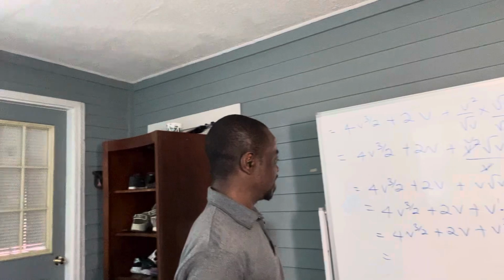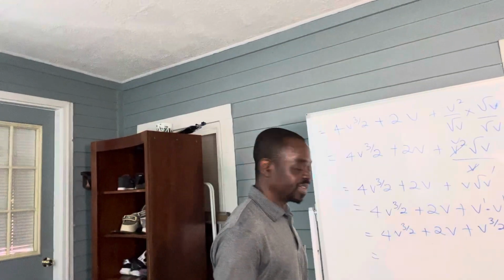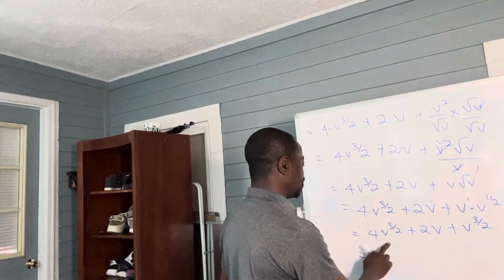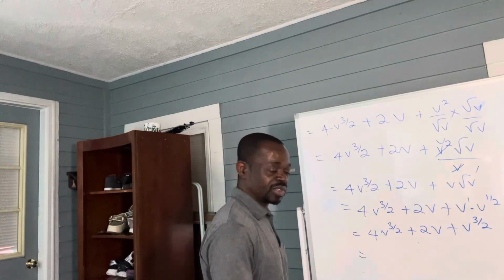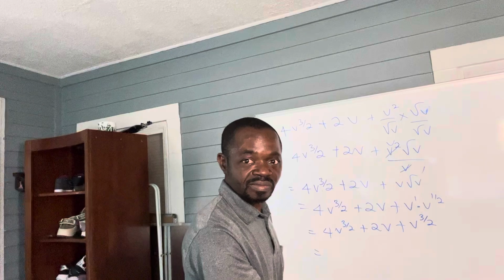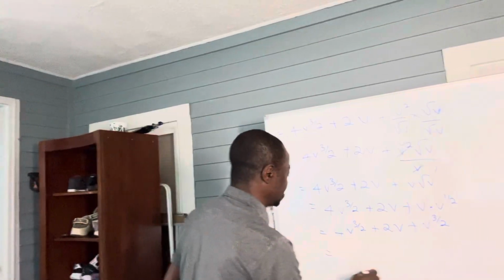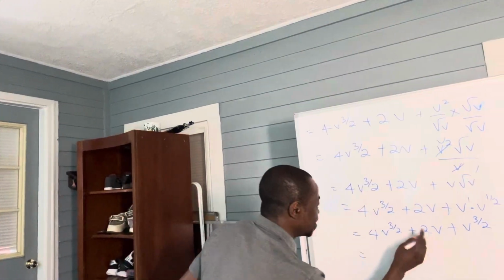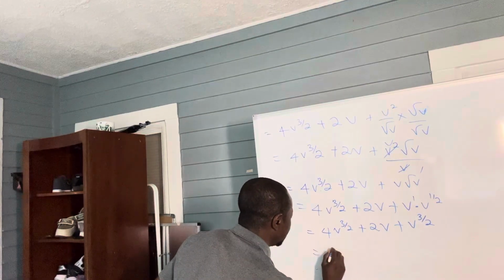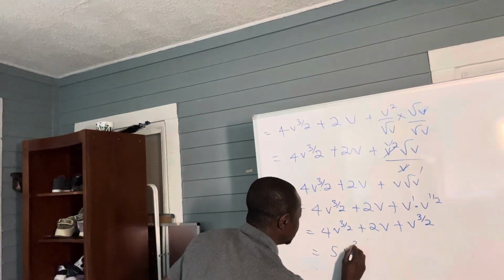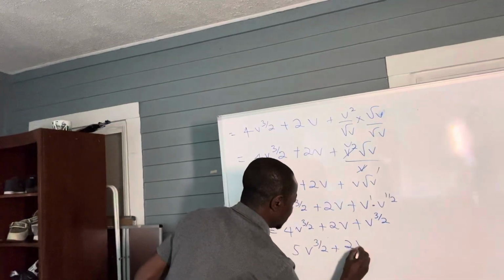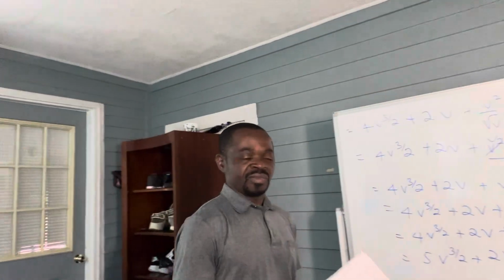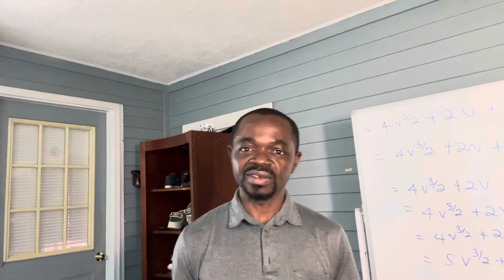So consider the like terms. You can simplify this. We have 4v to the power 3 over 2, and then this is 1v to the power 3 over 2. So 4 plus 1 will give us 5v to the power 3 over 2, then plus 2v. All right, that's the final answer.